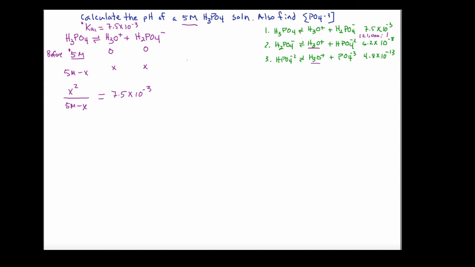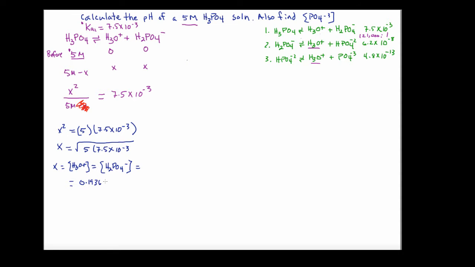So what we're going to do is assume that we can neglect the x. I'm going to cross it out here just to be black and white about it with the viewer. And then we need to do the algebra. So x squared is going to be equal to 5 times 7.5 times 10 to the minus 3. So my x is going to be the square root of 5 times 7.5 times 10 to the minus 3. So my x, which is equal to the H3O plus, which is also equal to the dihydrogen phosphate, is going to be equal to 0.1936 molar.